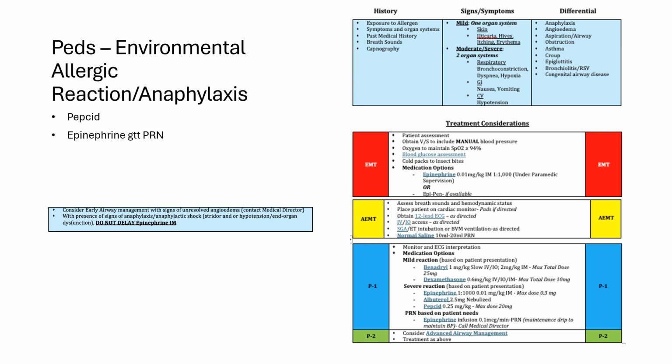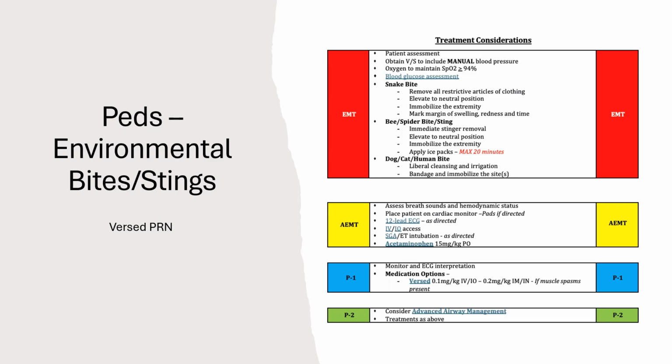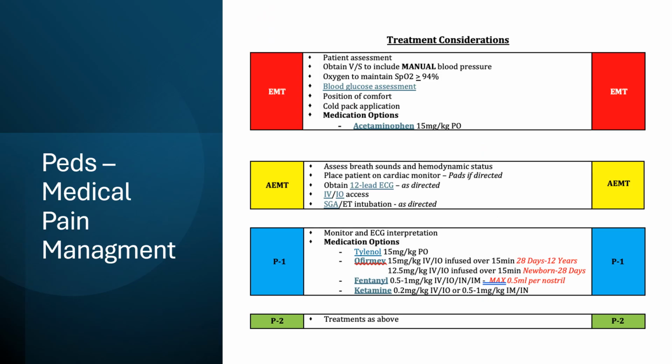All right, bites. First set for muscle spasms. Next slide. Pain management. We have Tylenol, we have ibuprofen, we have fentanyl, we have ketamine. Next slide.